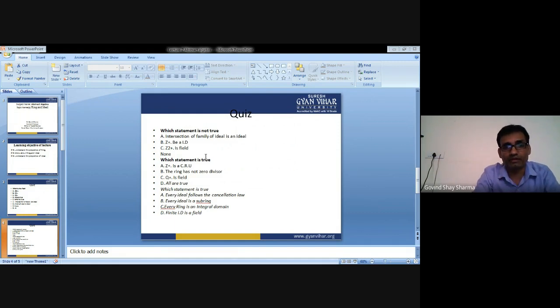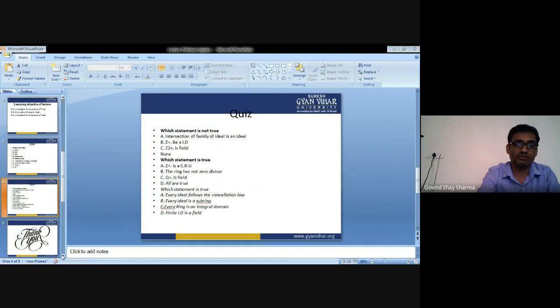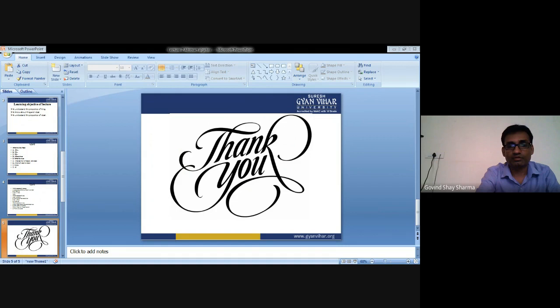Which statement is true? Every ideal follows the cancellation law, absolutely right. An ideal is a subring, absolutely right. Every ring is an integral domain, this is not right. So here more than one answer is right. This is the pattern of the CSIR NET exam, where more than one option can be right. So A is right, B is right, C is not right, D is right. I am putting some questions from CSIR NET so that it will be helpful for you to understand the exam pattern. So every ideal follows the cancellation law, this is right. Every ideal is a subring, is it right? But C is wrong and D is right. Thank you very much, friends.